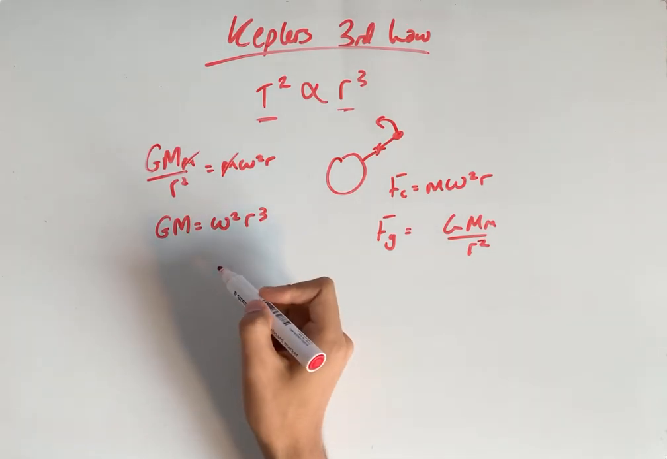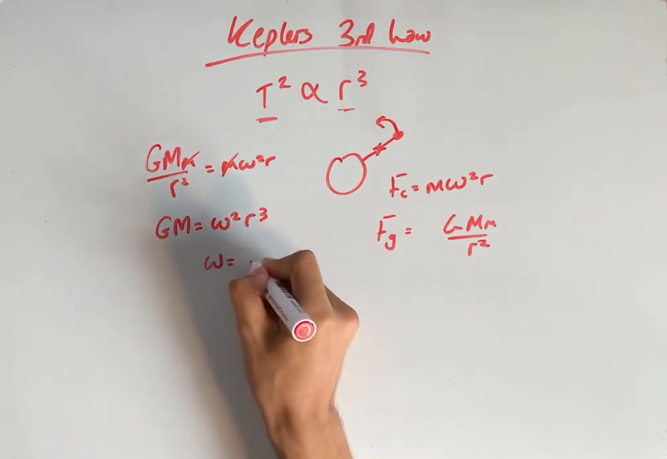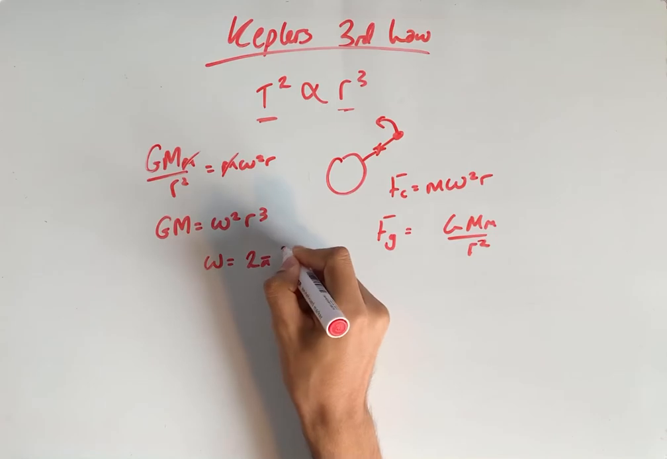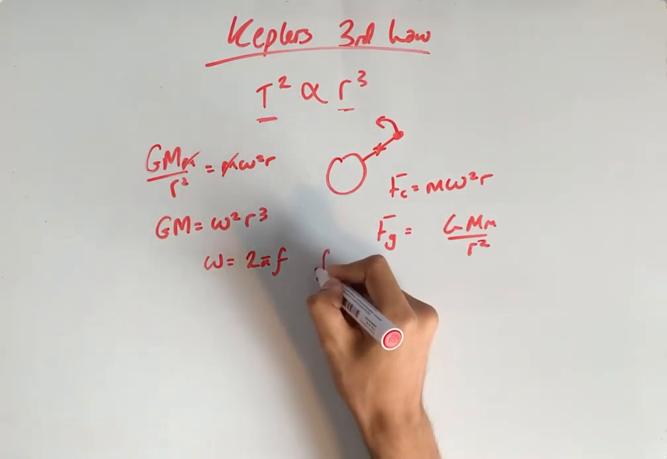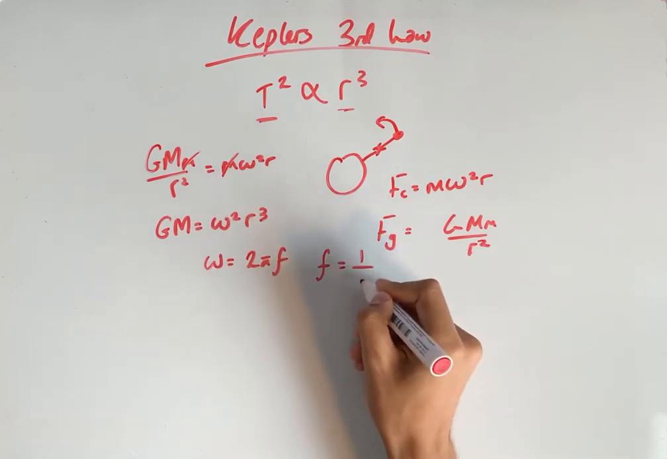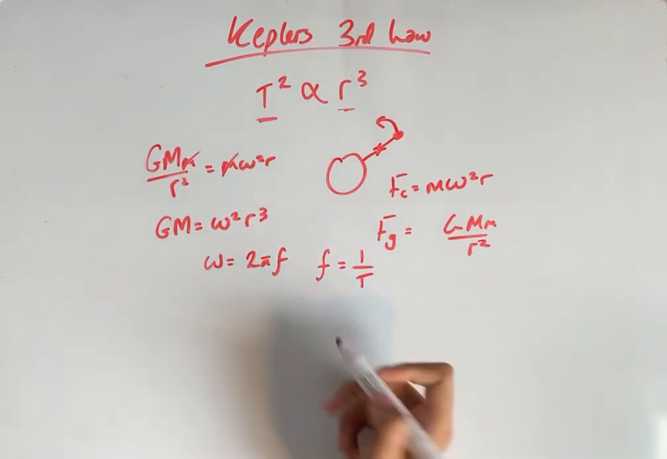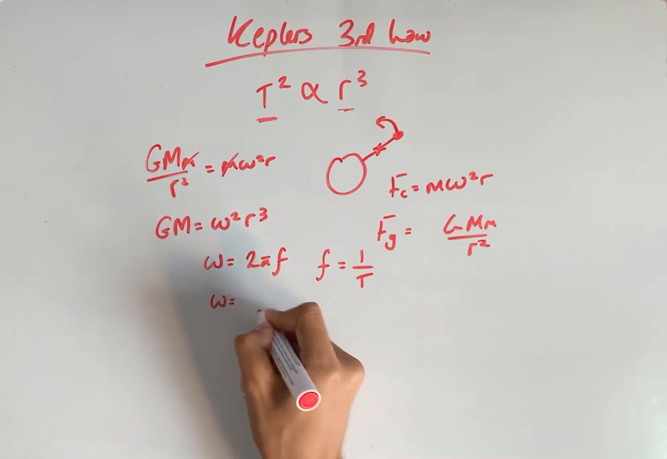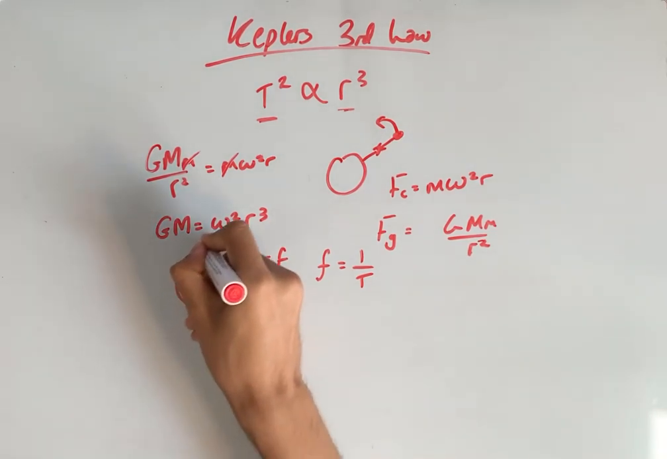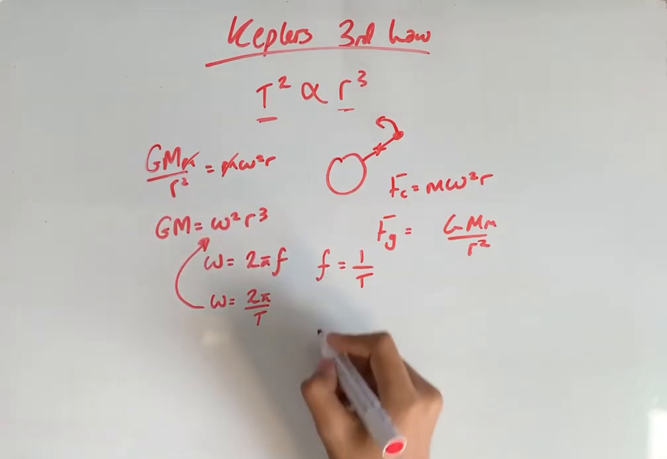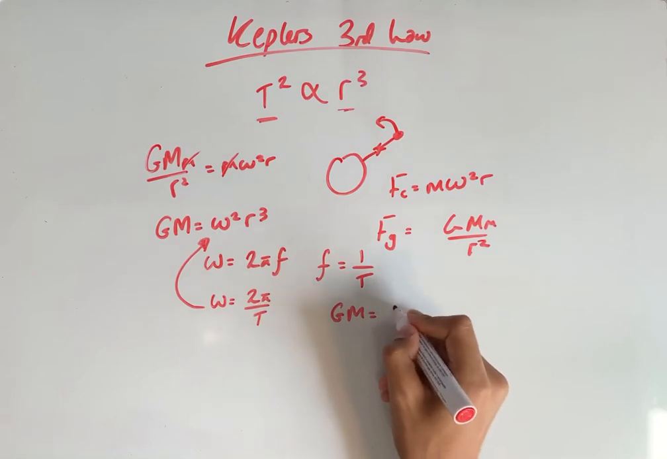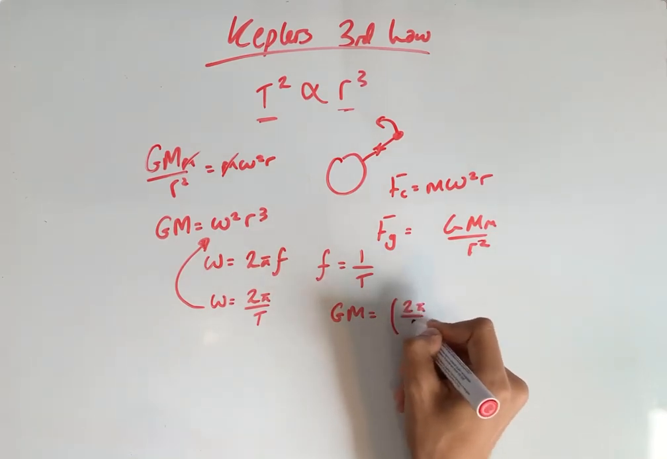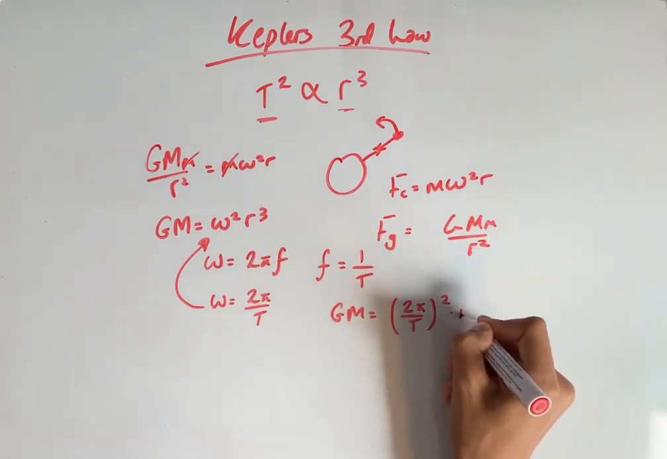First, we know that omega is angular speed, which is equal to 2 pi multiplied by angular frequency. And we also know that angular frequency is the inverse of time period. Putting these two together, we can find that omega equals 2 pi over T. And subbing this into there, we can form a new equation that says GM equals (2 pi over T) all squared multiplied by r cubed.